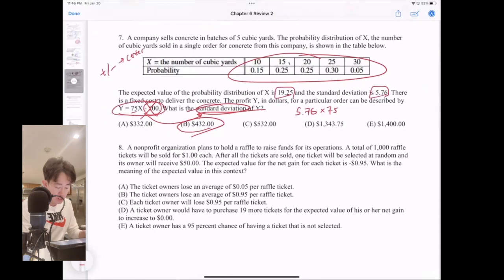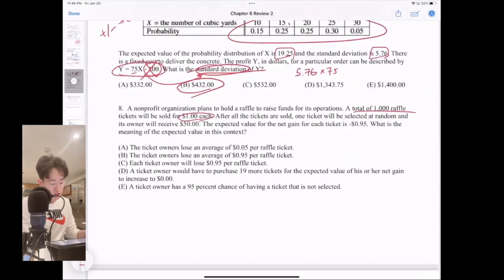A nonprofit organization plans to hold a raffle to raise funds. So 1,000 raffle tickets will be sold for $1 each. Okay. After all tickets are sold, one ticket will be selected and its owner will receive $50. The expected value for the net gain for each ticket is negative 0.95. What is the meaning of the expected value?